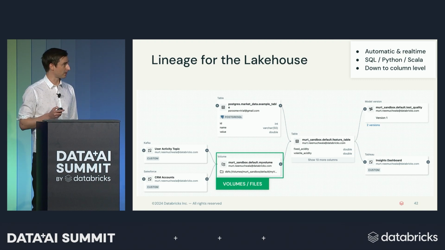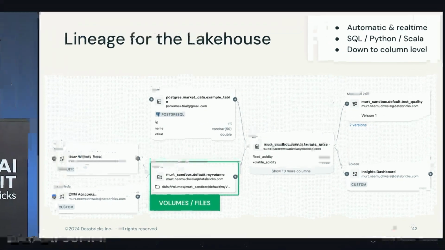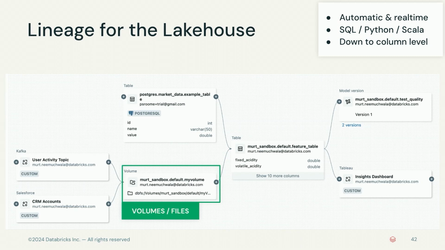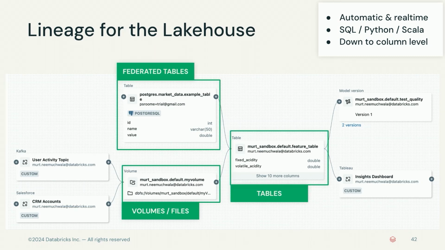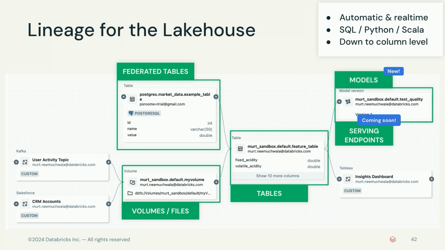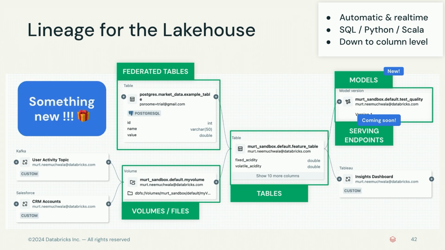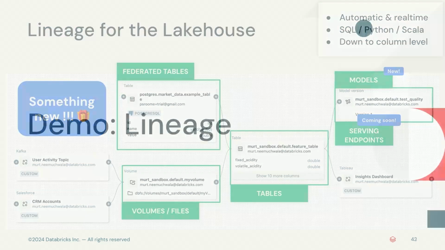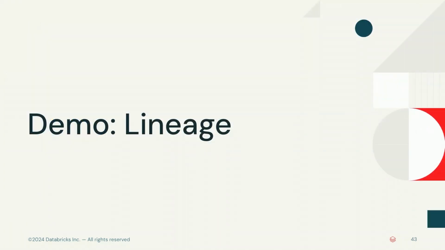So it might be a bit small to see on the screen here, but on the diagram, you actually have files in volumes, you have tables, you have a federated table from Postgres. The newest one was models, so you can see which data was used to train a model. Really soon we'll be linking serving endpoints to this as well, so you'll be able to see how your models are being used in different endpoints. And there's one new thing in this diagram which I'm not going to reveal, and I'm going to let Mert demo that live here as well. So I'm going to pass it over to Mert to do the final demo of the session on Lineage.